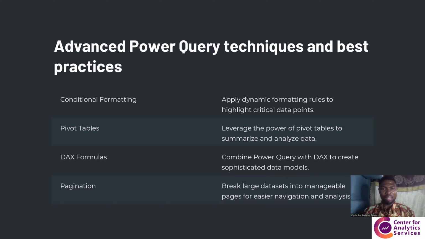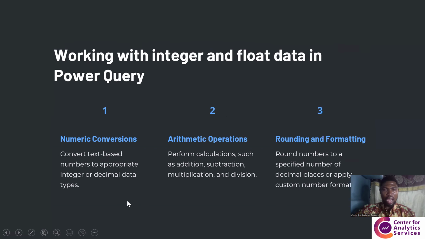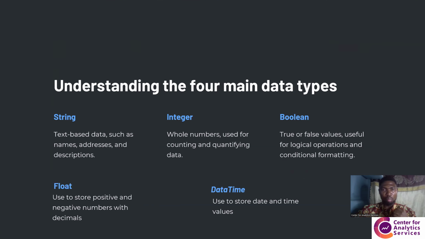We have a terminology called pagination. Pagination means breaking a complex data set into manageable pieces to enhance your analysis, right? So when you have a complex data set, what we do is to paginate your data. When I say paginating your data, it means you are breaking your large data set into manageable pages for easier navigation and analysis. So now we are going to look at how to practically make use of Power Query in Excel.